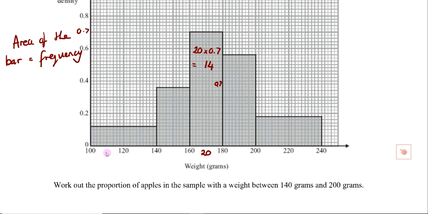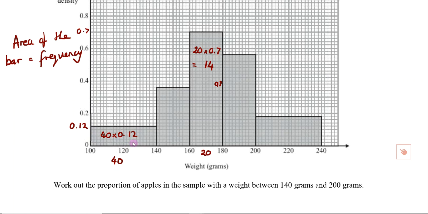So the class interval is 40. 40 times 0.12. Is it 0.6? So easy to misread it. So what is it? It's not quite 0.1, is it? It's 0.12. Okay? So I've got 40 times 0.12 is?